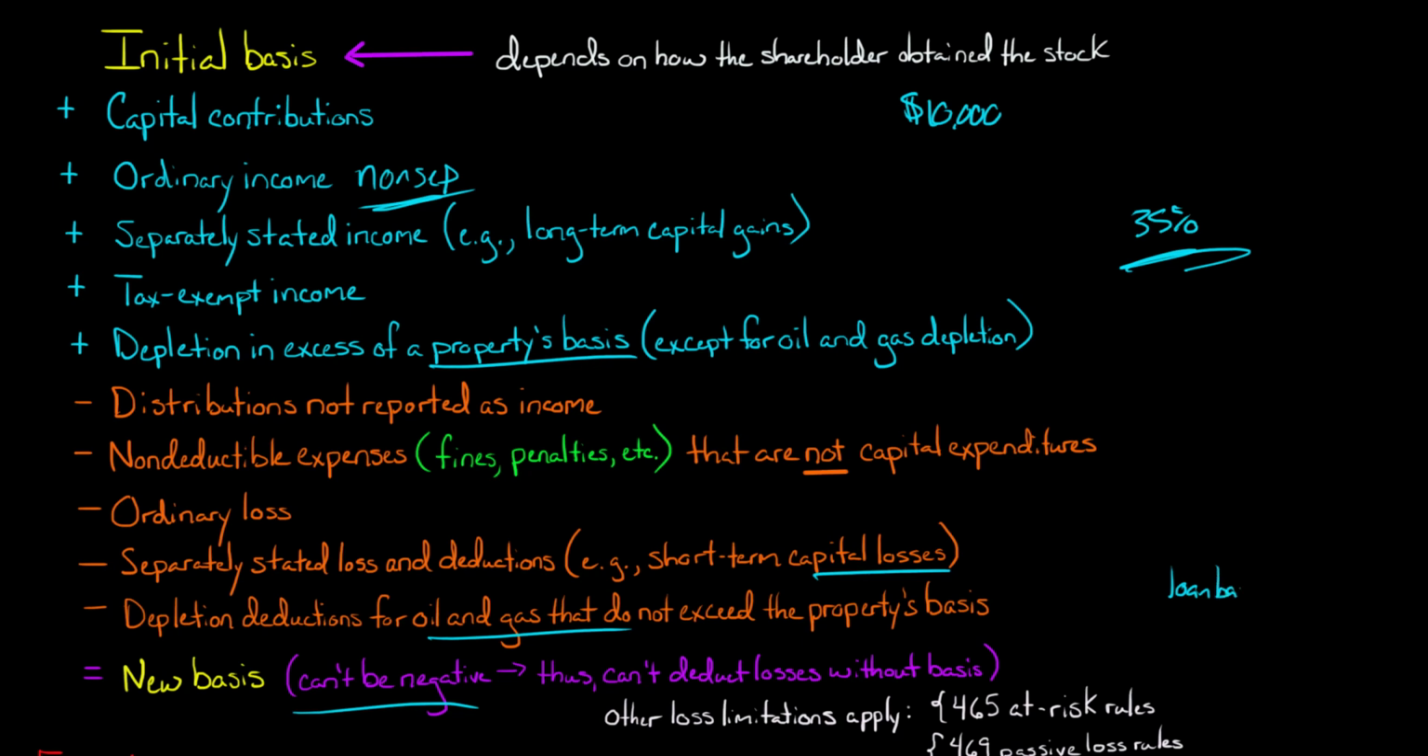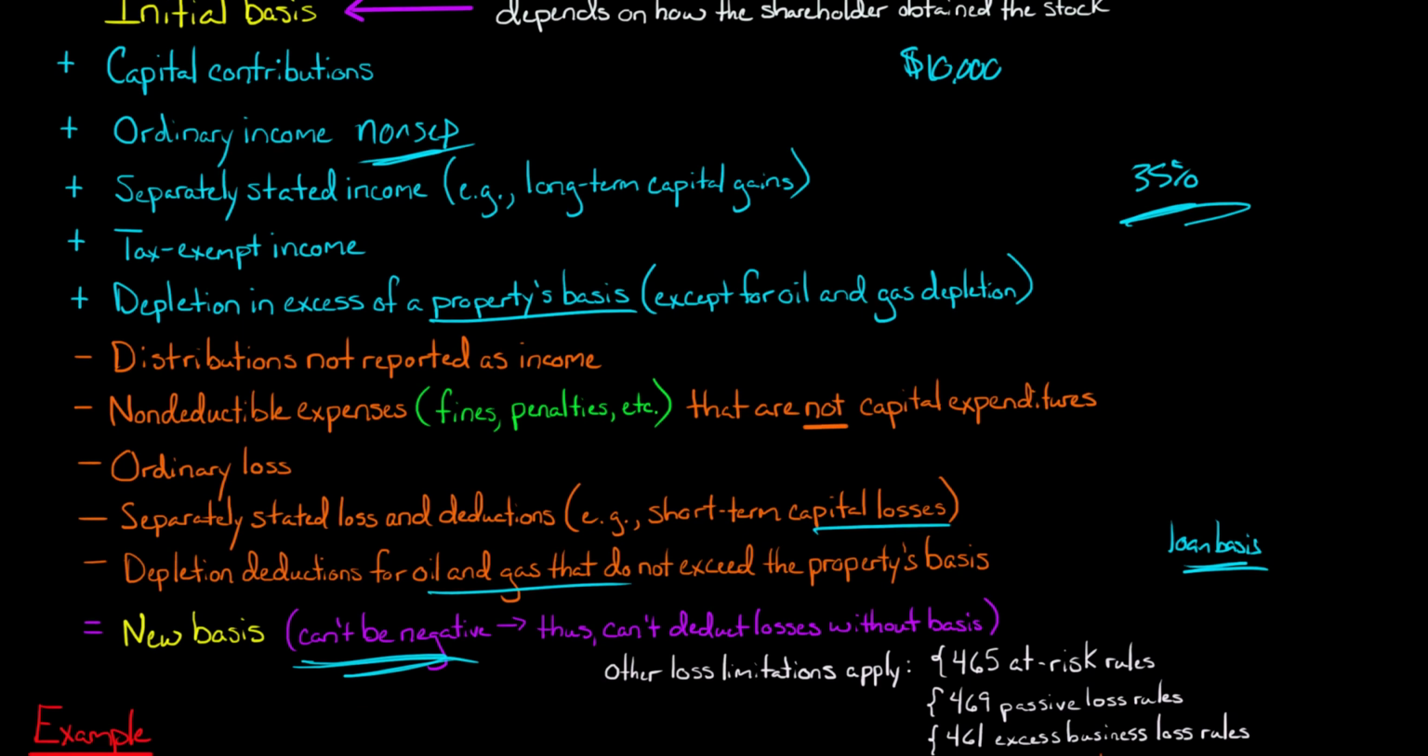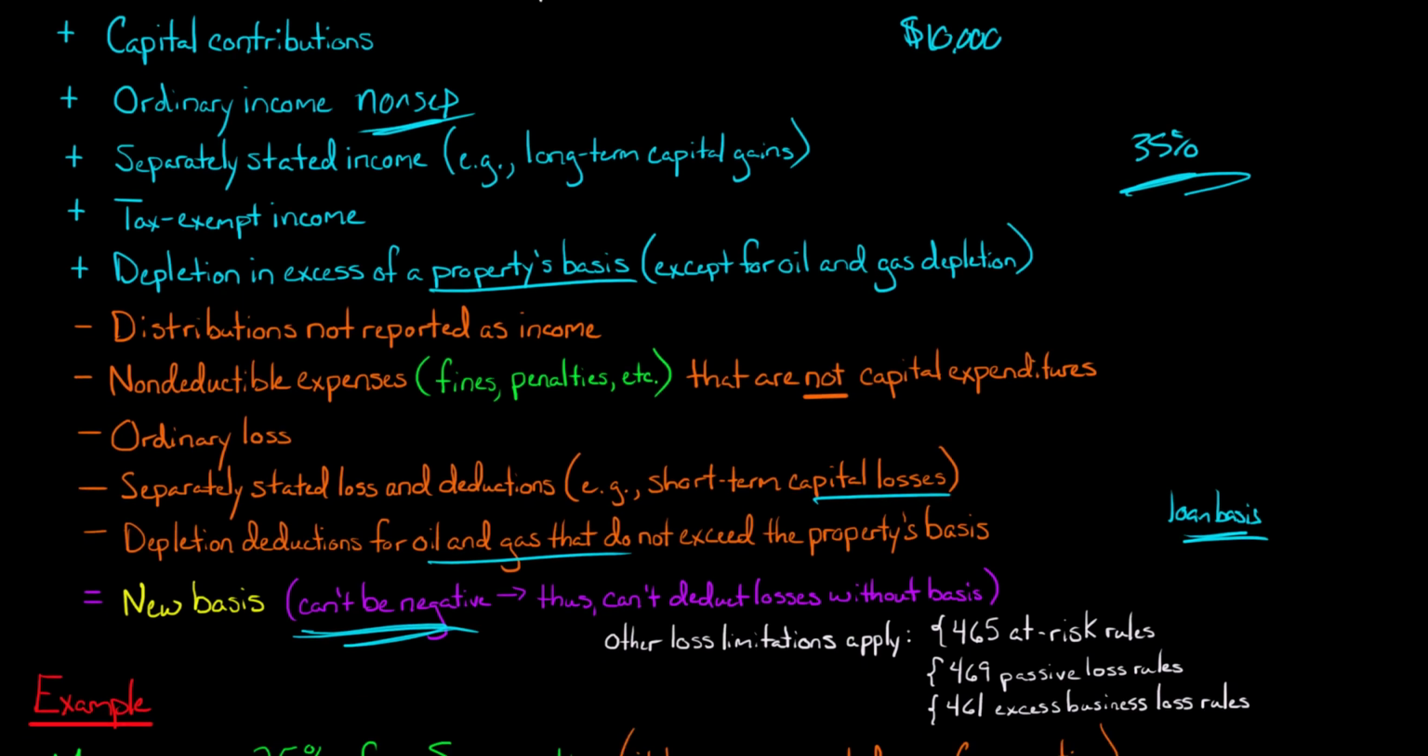Okay, if the shareholder made a loan to the S corporation, like I said, I'll try and make another video on that. Now, basis can't go negative. Any losses that don't get used can be suspended, and like I said, I'll make another video on that.